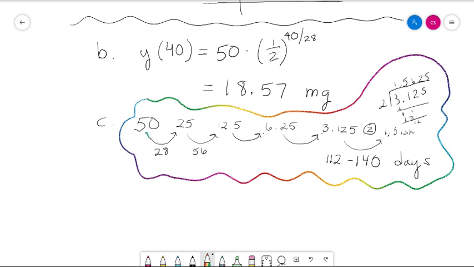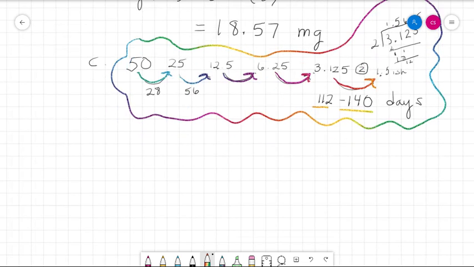We start with 50, we take half of that, it's 28 days. Another 28 days gets us another half. Another 28 days, we go down by half again. Another 28 days, we go down by half. Another 28 days, we go down by half. And that ends up being 4 to 5 half-lives, which is equivalent to 112 to 140 days. Okay? So let's see what our formula gives us.